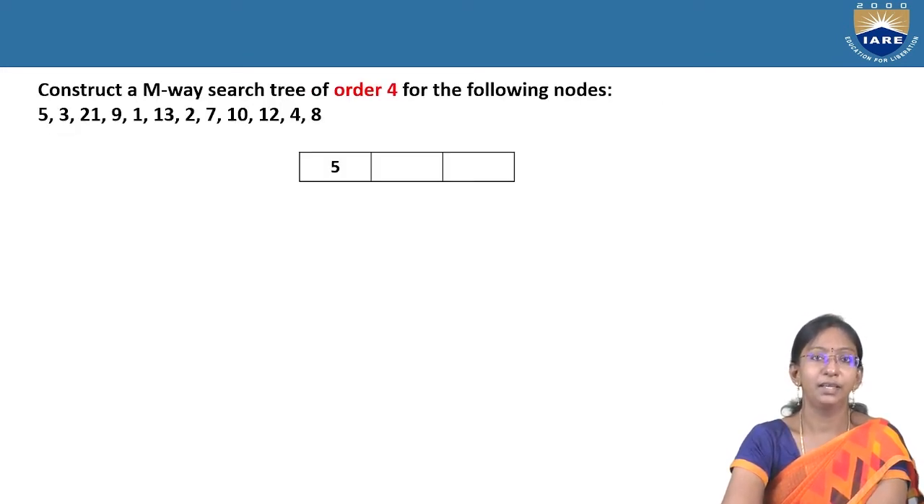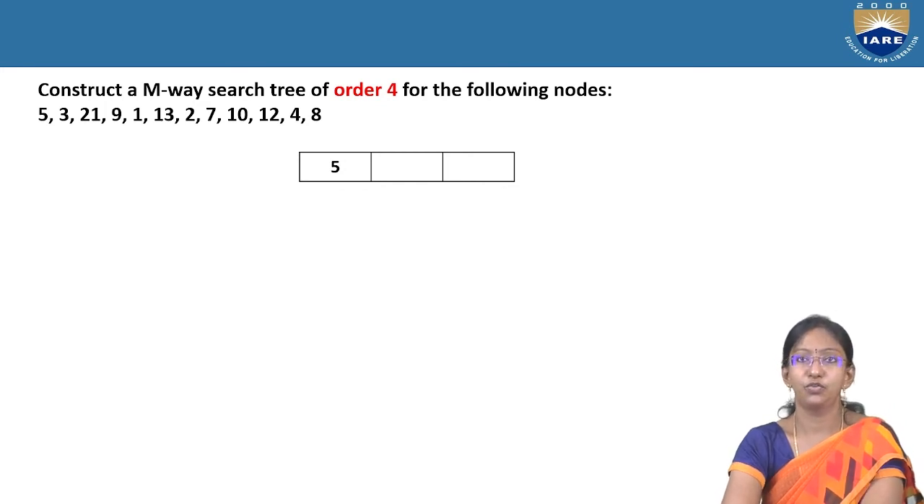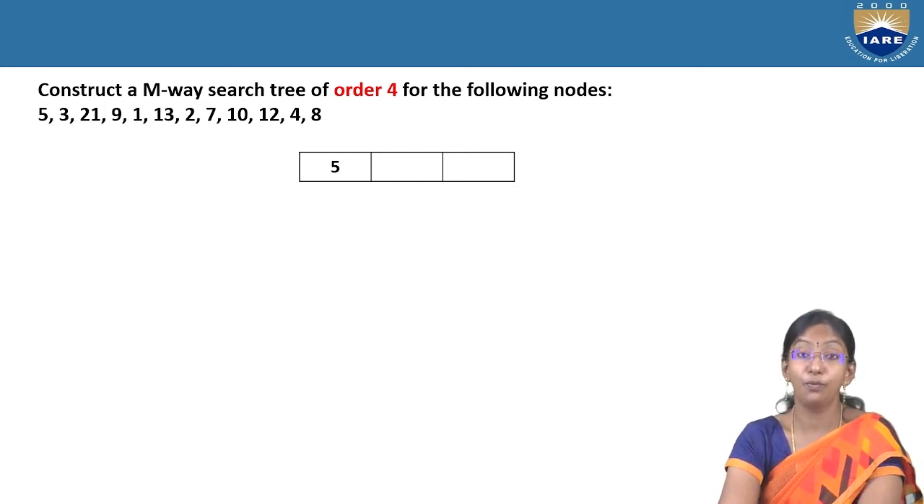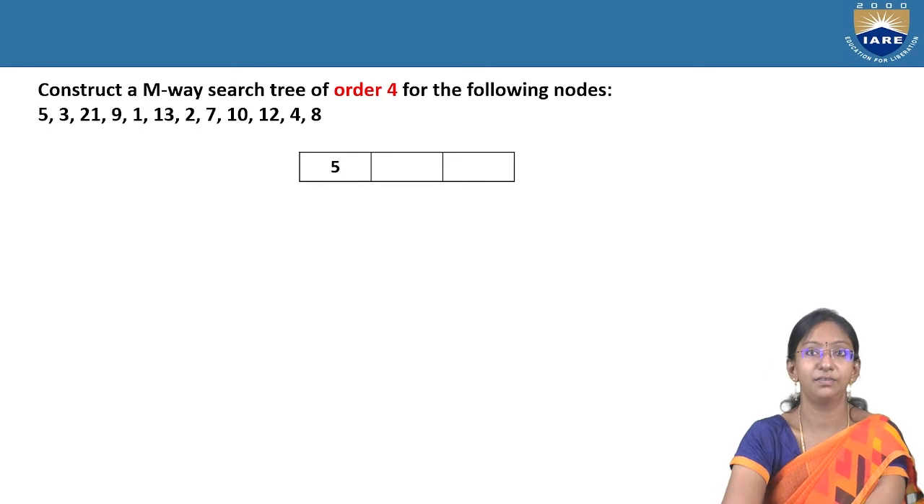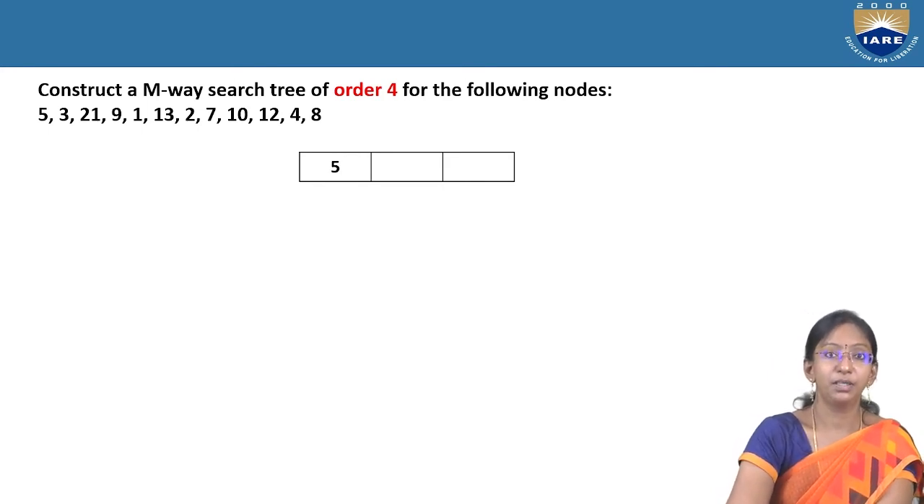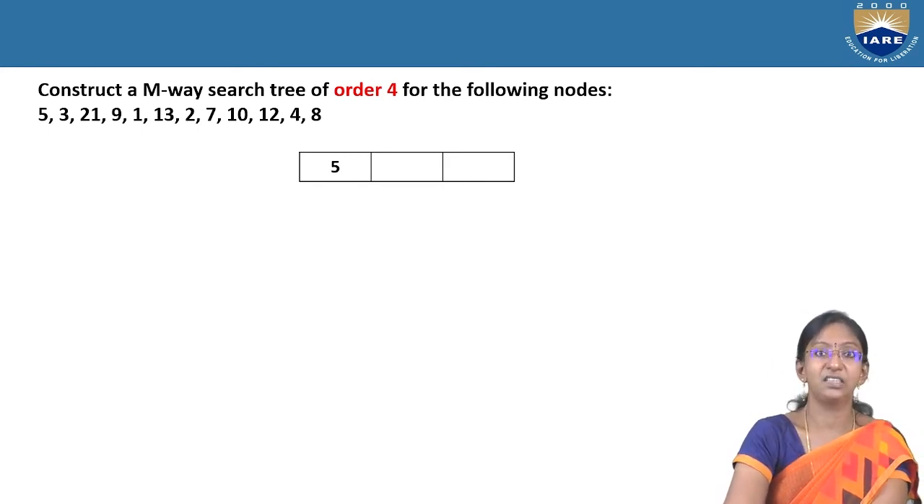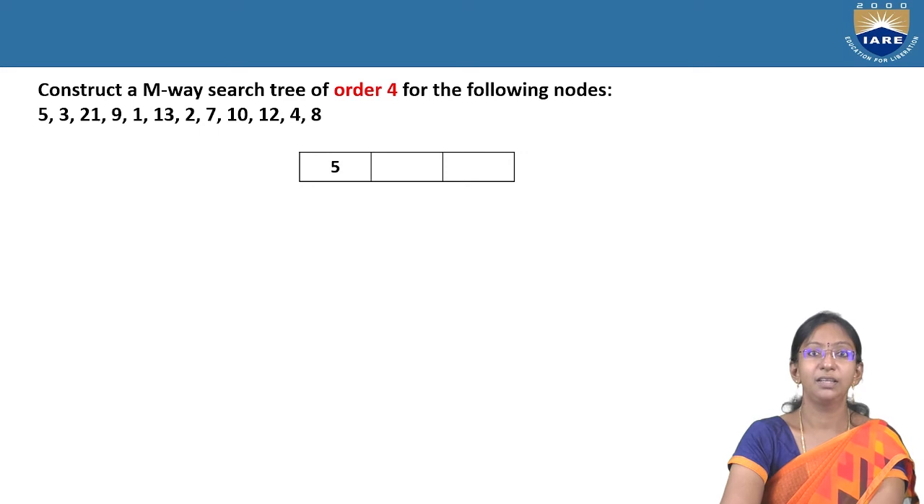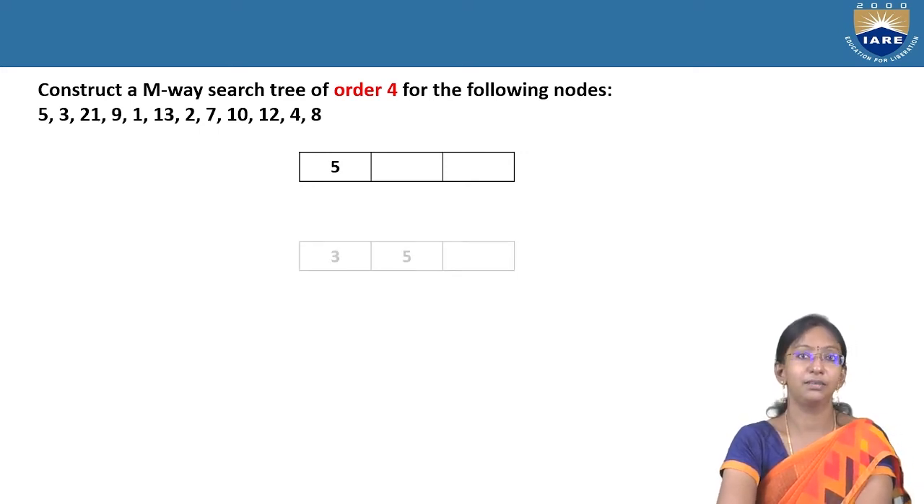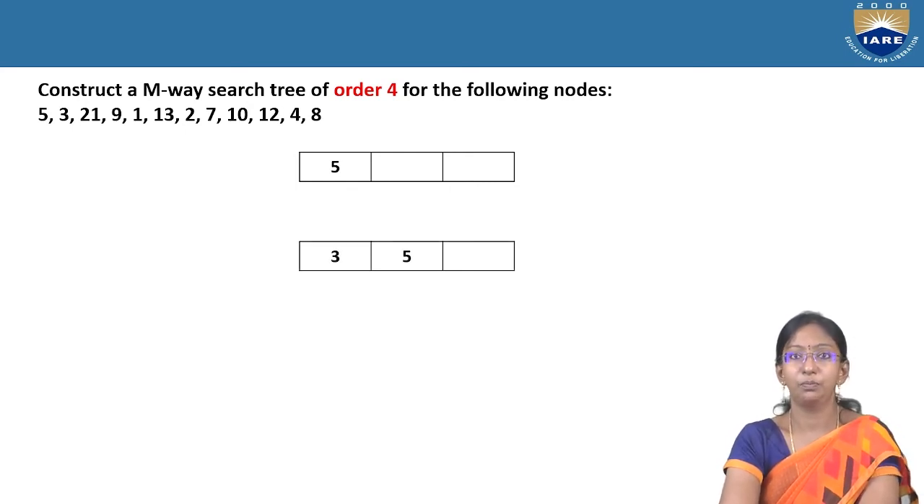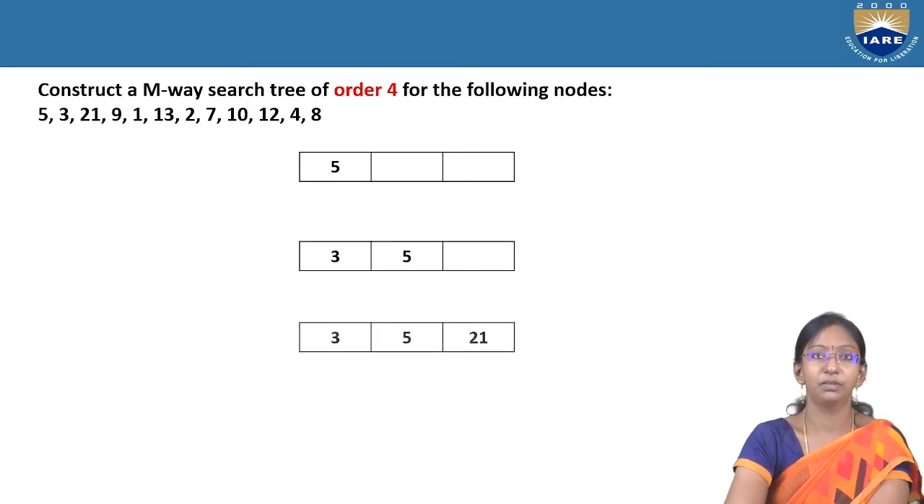So I am considering a B tree or M-way search tree of order 4, that is 4 children I can have and 3 key values. And please remember that the keys within a node are in ascending order. So I inserted 5. Next, I'm supposed to insert 3. If I want to insert 3, I have to sort and insert. So 3 and 5. Next, 21. The last place is vacant, so give it a place.